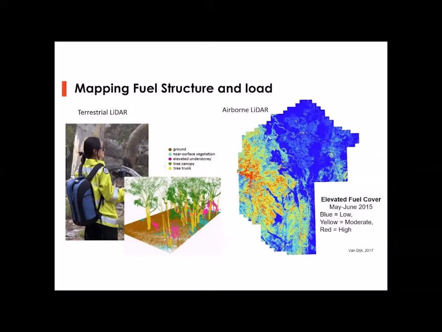So what we did was, with the airborne LiDAR that was collected in 2015 for the whole ACT, we derived some fuel metrics for the different fuel layers in the forest. And this is, for example, the elevated fuel cover for the whole ACT. So next slide, please.